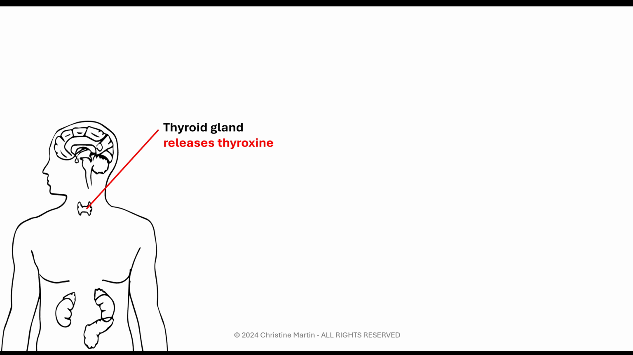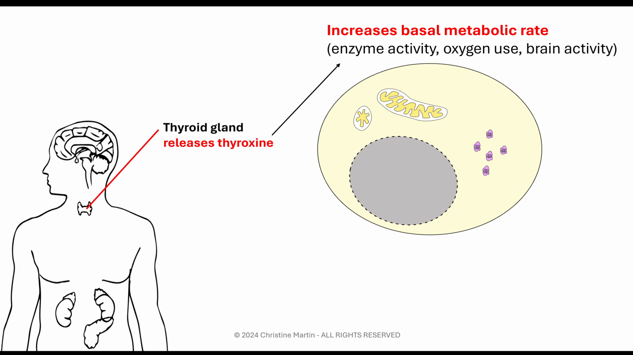So there are a few other hormones that you need to know about when it comes to your negative feedback system. And one of those is thyroxine. So your thyroid gland, which is located in your throat area, releases a hormone called thyroxine. Now, thyroxine is needed because thyroxine increases the basal metabolic rate, the enzyme activity, the oxygen use within tissue, and your brain activity. Thyroxine is really important because it is a specific hormone with a role in your growth and your development.